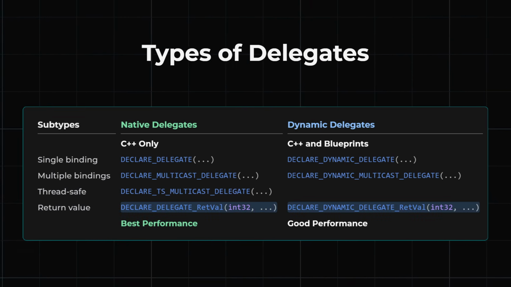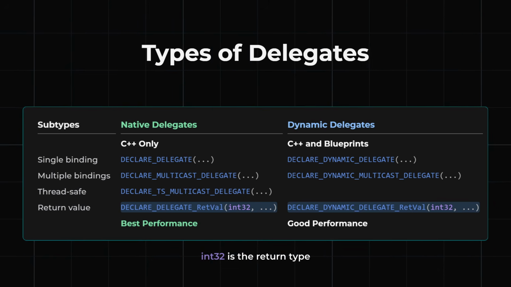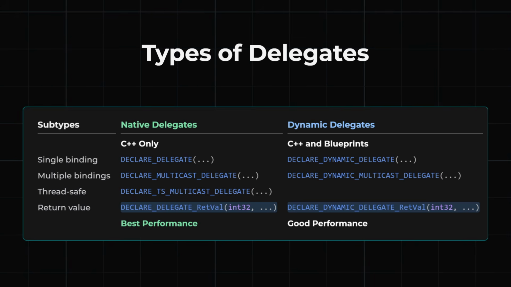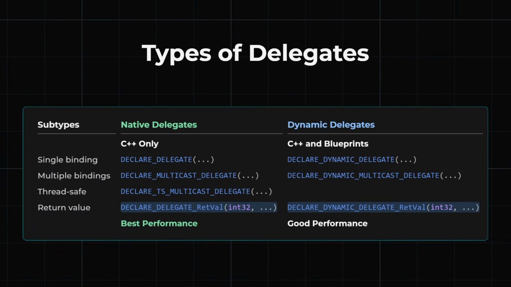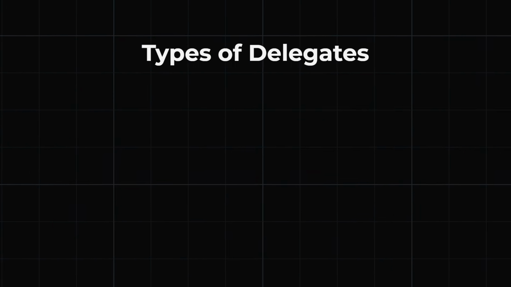And then we have the return value delegate. This is like the normal delegate in that it can only have a single binding. However, the bound function needs to return the type specified in the delegate macro. Now, these delegates are probably what you're going to use most of the time, but there are two more.